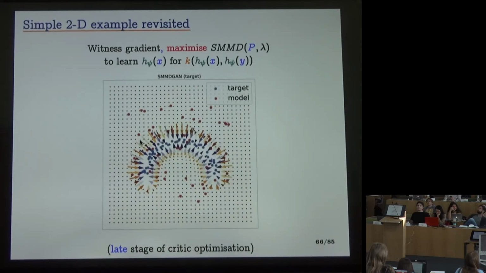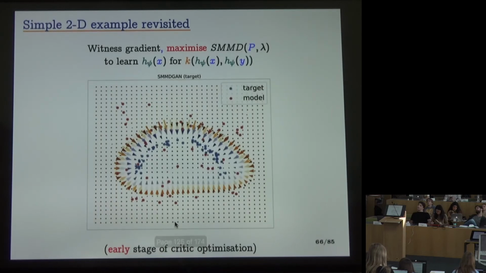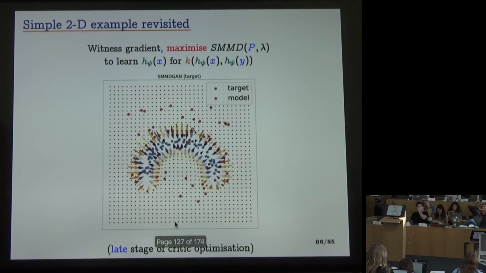Now let's run a couple more iterations. So now at the bottom, I've written late stage of the critic optimization. I've run additional iterations of this optimization, and you can see now that the gradient lines are sort of focusing in on the moon. In the early stages, I'm dragging my points from around my space towards the target. In the late stages, I'm assuming I'm close to my target and I'm pulling my points even further in.